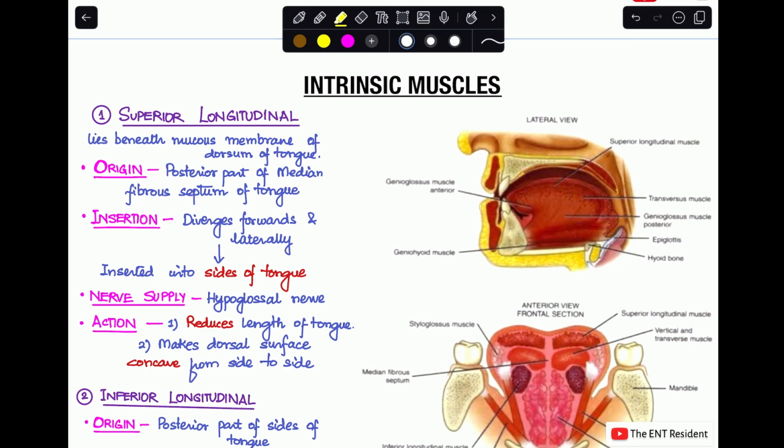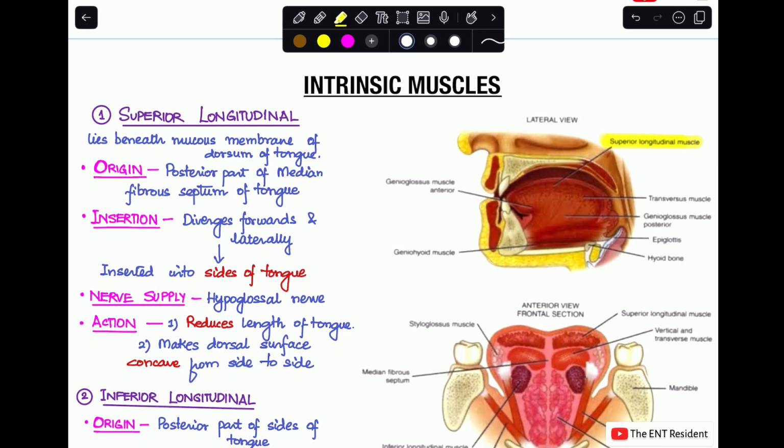So the two longitudinal muscles are superior and inferior longitudinal. First, we'll talk about the superior longitudinal muscle. You can see over the image over here. This is the superior longitudinal muscle. This muscle lies beneath the mucous membrane of the dorsum of the tongue. It takes origin in the posterior part of the median fibrous septum of the tongue. It goes forwards and laterally and inserts into the side of the tongue.